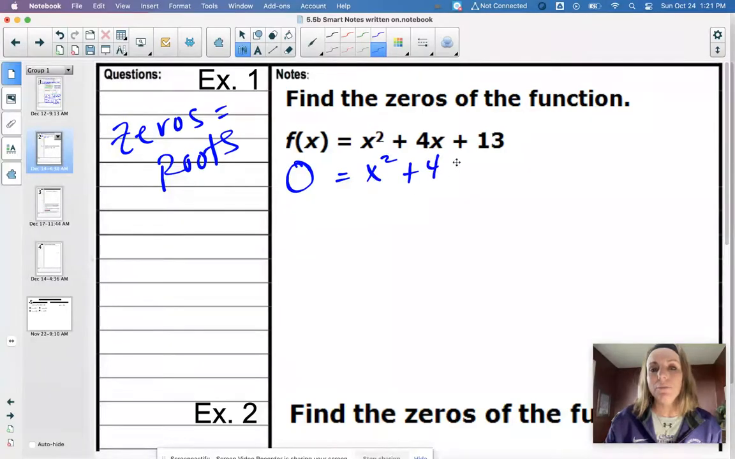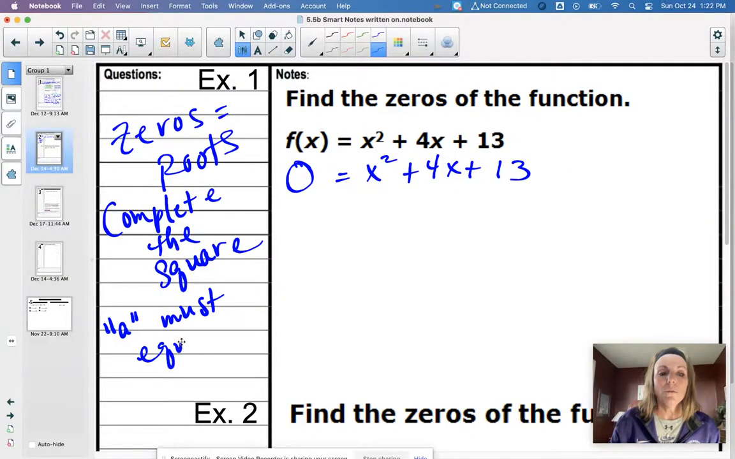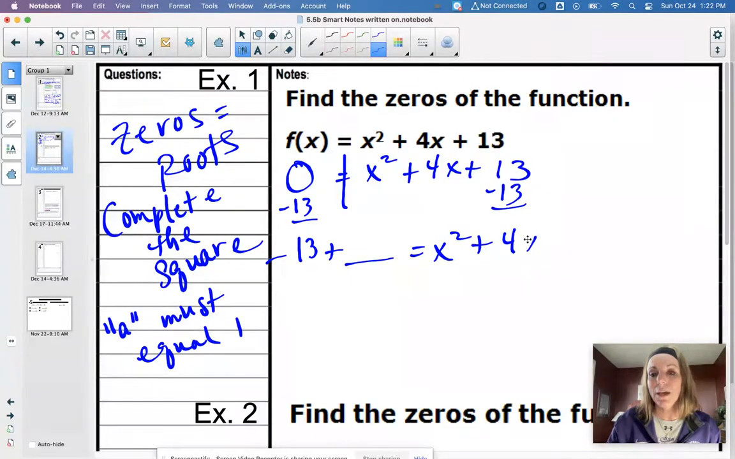We already know how to do that. I can try to factor that, but that's not going to work. I can't find two numbers to multiply to 13 and that add to 4. So therefore, I'm going to use complete the square. And remember, when we complete the square, a must equal 1. And it does. So now I'm going to get my constants on one side and my variable terms on the other. And we're adding b over 2 squared to both sides.